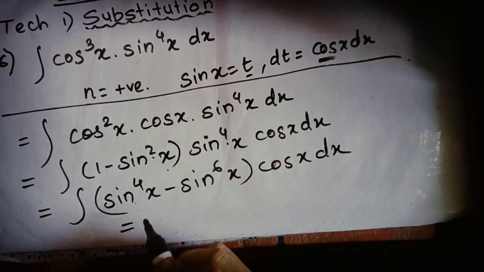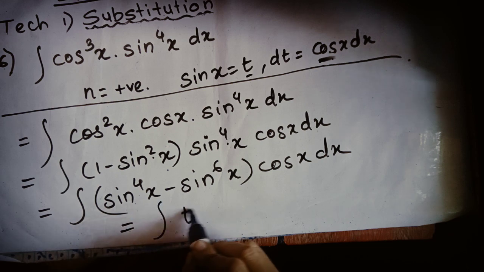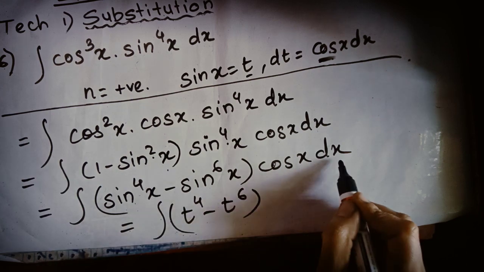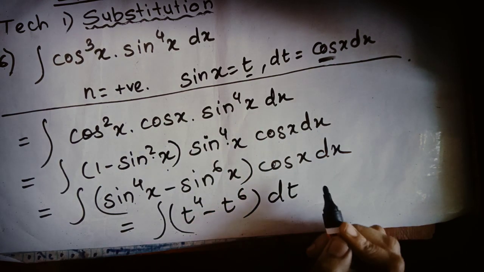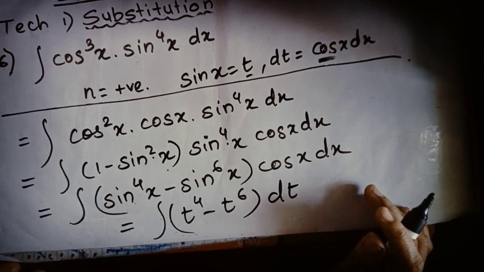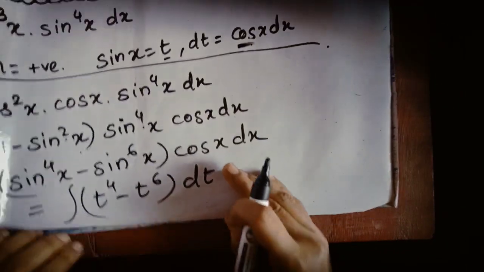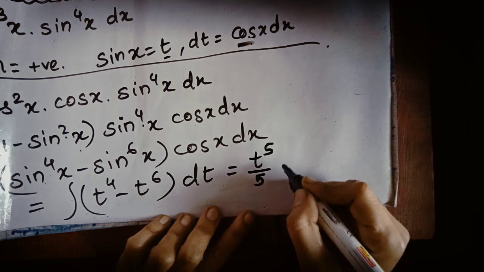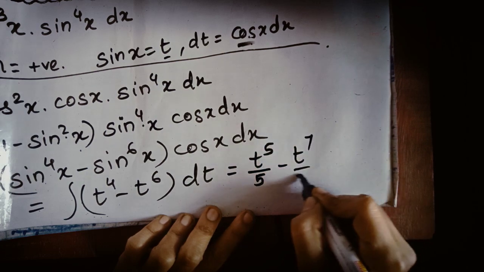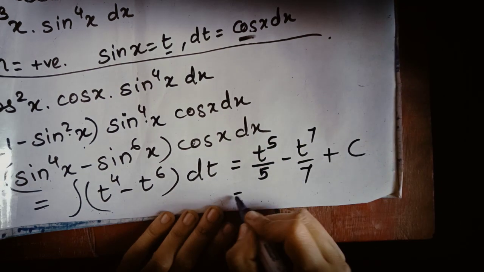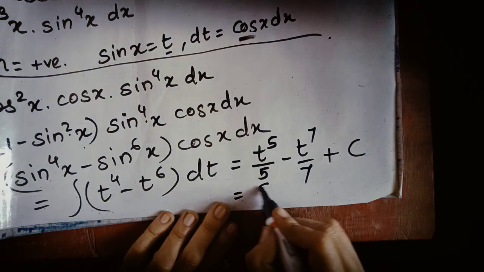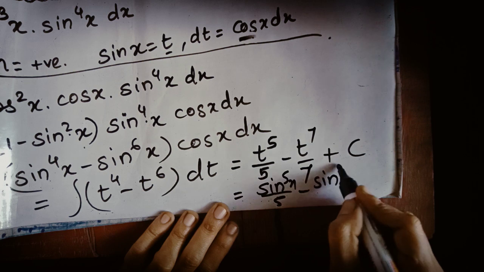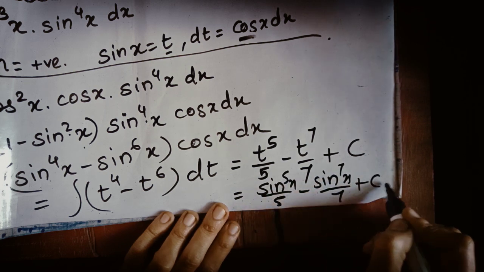Now substitute t, so this will be the integral of t raised to 4 minus t raised to 6, cos x dx is your dt. Now directly integrate. So t raised to 4 gives t raised to 5 upon 5 minus t raised to 7 upon 7 plus c. Then you have to substitute what is t, so sine raised to 5 x upon 5 minus sine raised to 7 x upon 7 plus c.